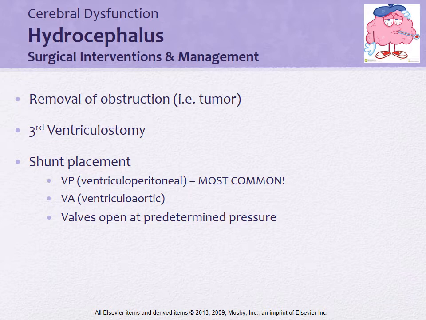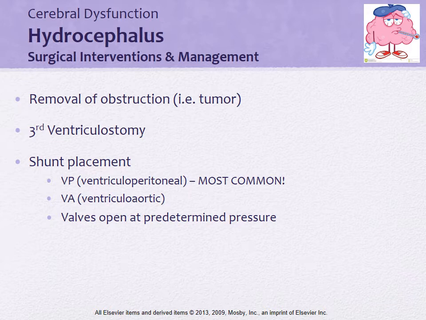And then lastly, you may see shunt placement, which we kind of touched base on, but I'm going to show you some pictures in a second. You'll see a VP shunt, a ventriculoperitoneal shunt, and that's when it goes from the ventricle down to the peritoneum, and that's actually the most common. And then you'll see a VA shunt, which is a ventriculo-atrial. So it goes from the ventricle to the heart. And a lot of times these are revised as a child grows because the shunt tubing will actually shorten because the body's growing. So you have to make sure you're keeping track of that.